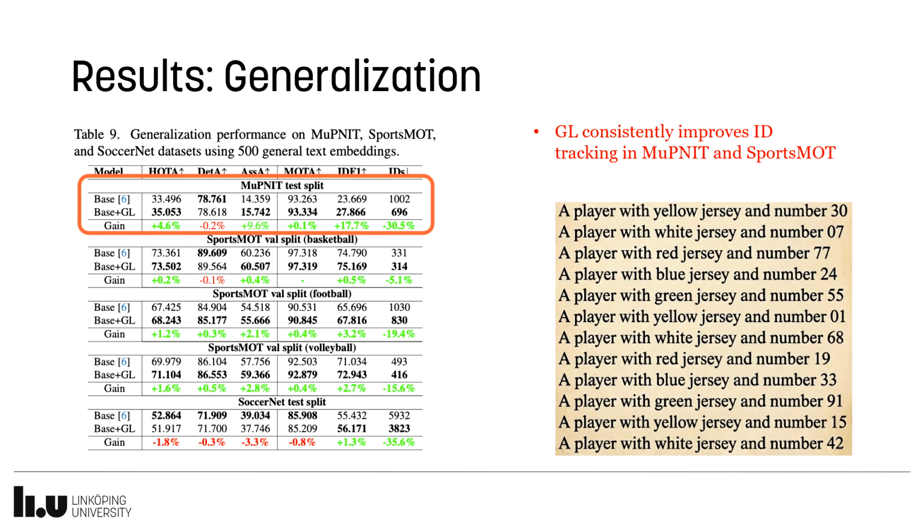Adding these generic descriptions to MuPNIT results in performance improvement across metrics, improving HOTA performance, but most of all reducing the amount of IDs. We see similar results on SportsMOT, where we use the validation dataset, which we split based on the different sports included. The improvements are again mostly visible in the amount of IDs created.